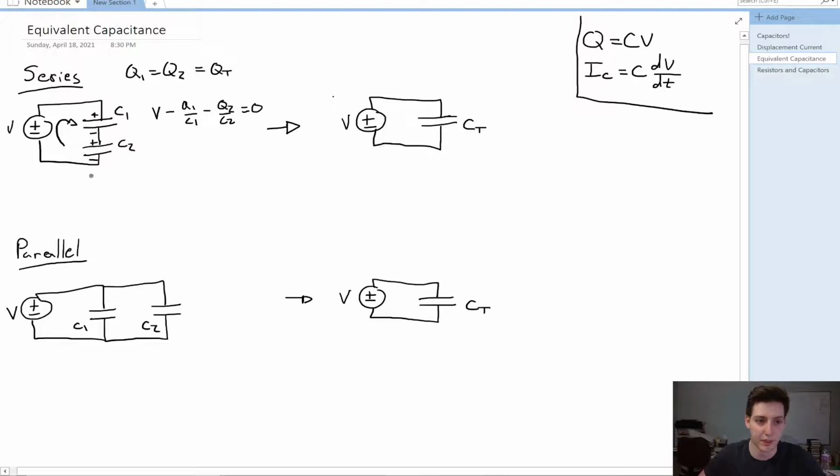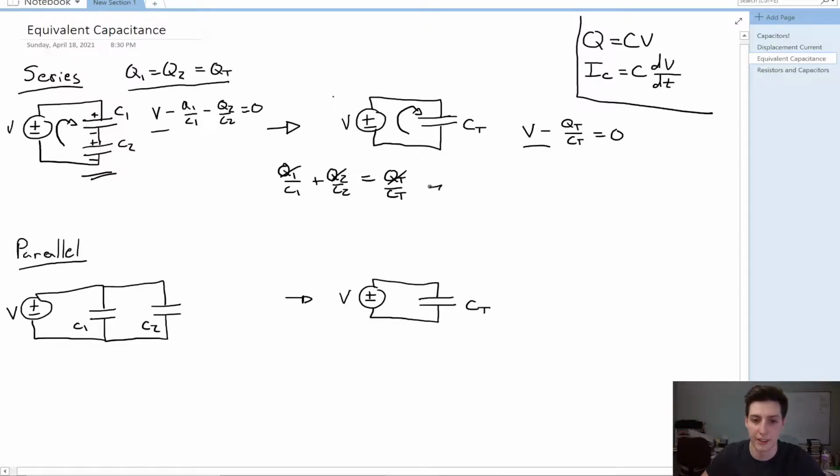Now, if we combine these into one capacitor, we would have this circuit on the right. Doing another KVL loop around this, we can say that the voltage minus the total charge over the total capacitance is equal to 0. We can set these two equations equal to each other to arrive at Q1 over C1 plus Q2 over C2 is equal to QT over CT. We know that Q1 equals Q2, which equals the total charge, so we can divide by these and get rid of them all.